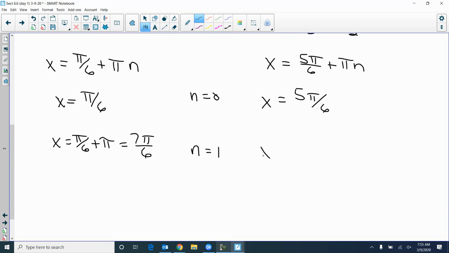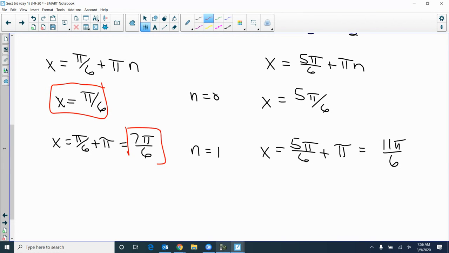And so over here we get 5 pi over 6 plus pi. Because you took pi times 1. And what does that give me? That gives me 11 pi over 6. So far I got 1, 2, 3, 4 answers. Now we know there's how many answers? We know there's 4, it's very solid.